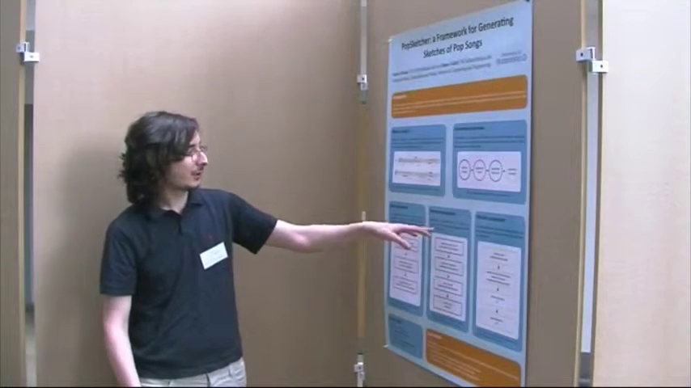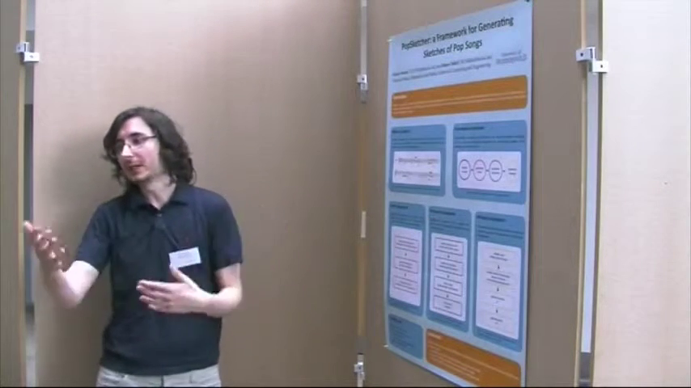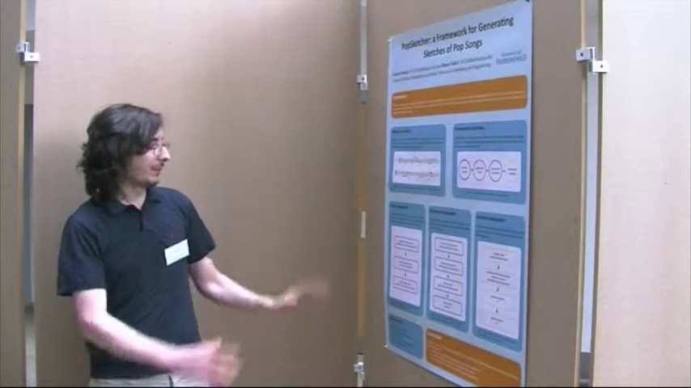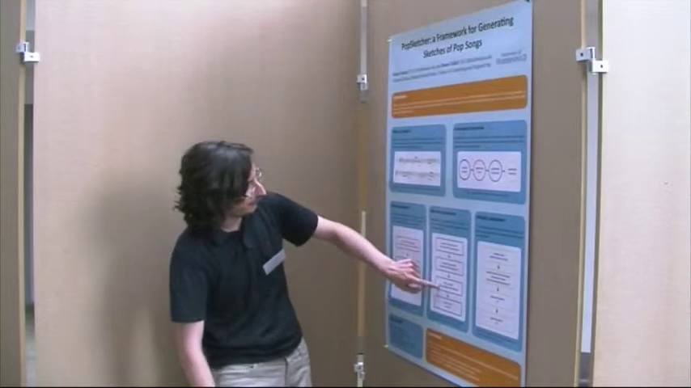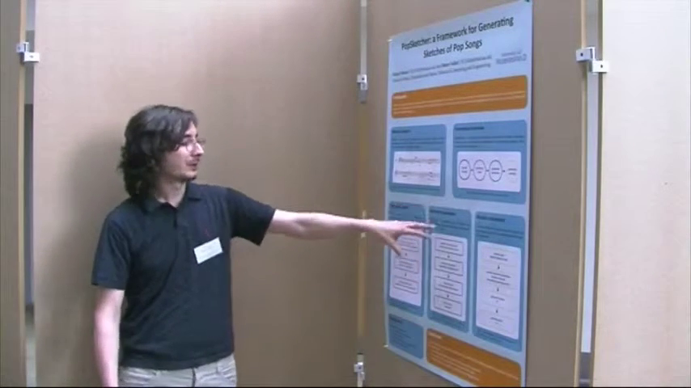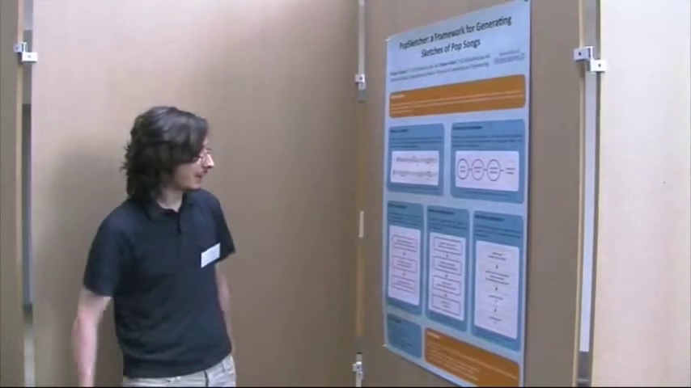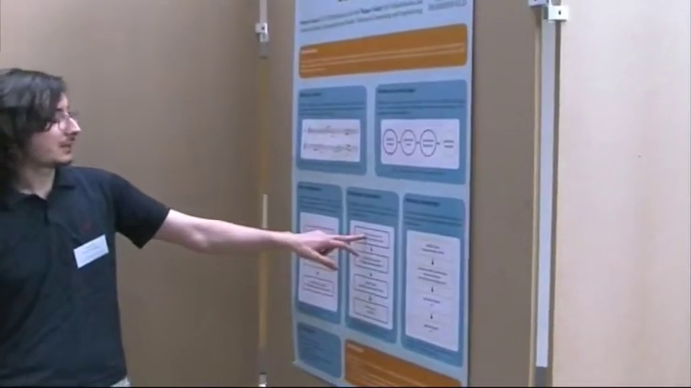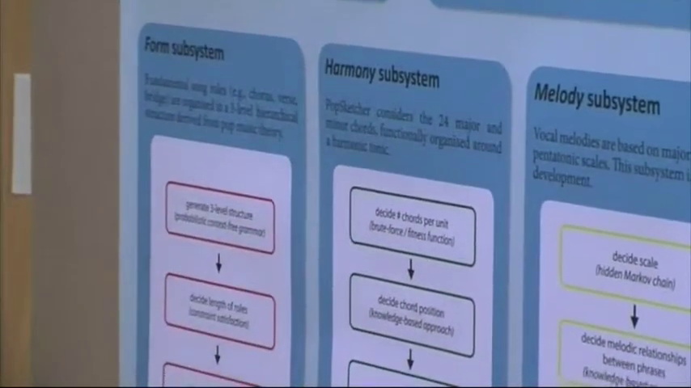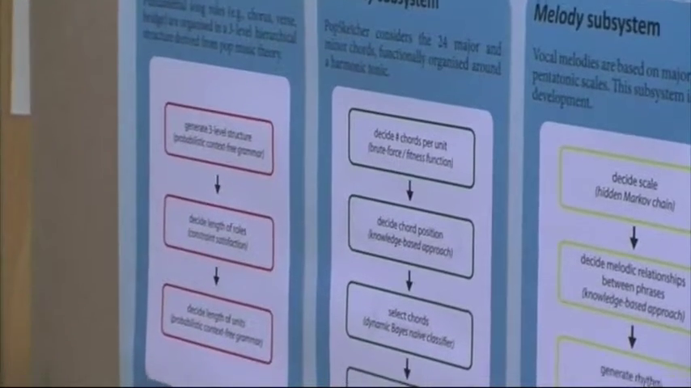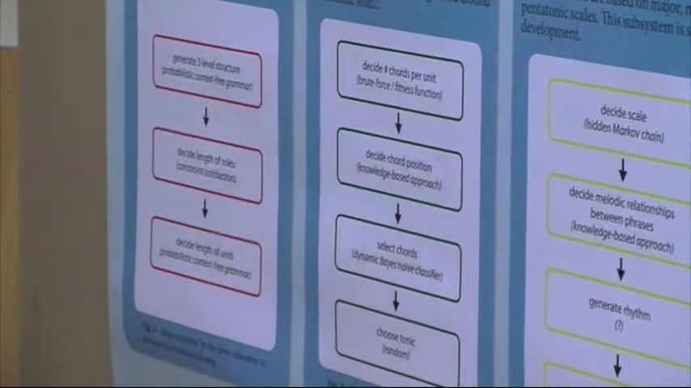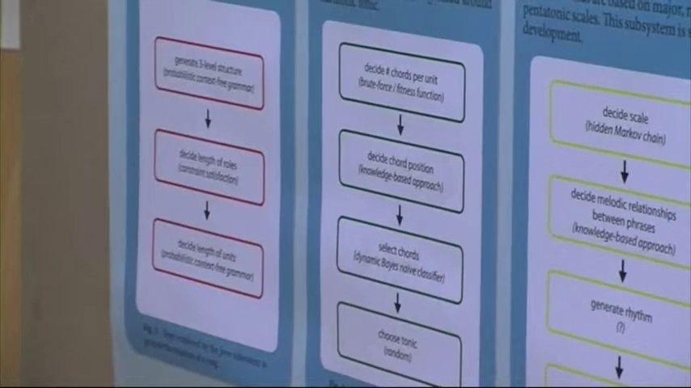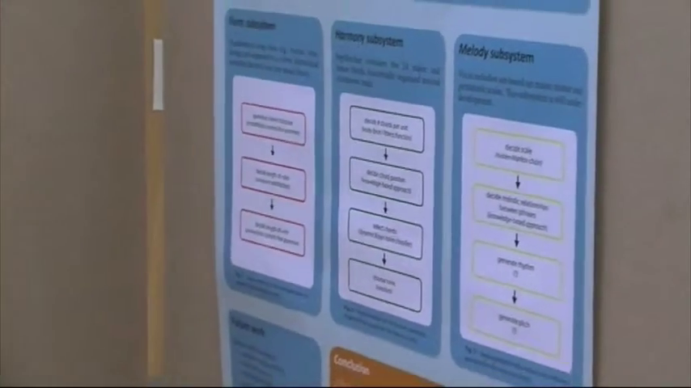PopSketcher considers the 24 major and minor chords only, and these are functionally organized around a harmonic tonic. And so these are the four steps that the harmony subsystem carries out. First thing, it decides the number of chords per unit. And to do that, it uses a brute force approach with a fitness function, so it decides which is the best number of chords in a specific role. And then it decides the chord position, where to put different chords in the metrical structure.